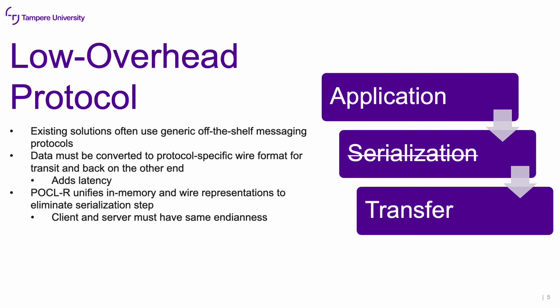Most networked applications rely on generic network protocols that have some kind of custom data format for the data being transferred over the wire. This adds a serialization and deserialization step on the ends of the communication channel, which has proven to have significant performance impact. One of the methods used to achieve low latency in PoCL-Remote is the custom network protocol that unifies the in-memory and wire representations of OpenCL commands and data to eliminate serialization and deserialization steps.